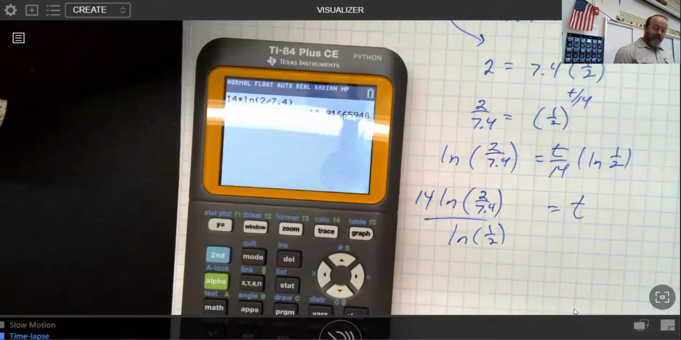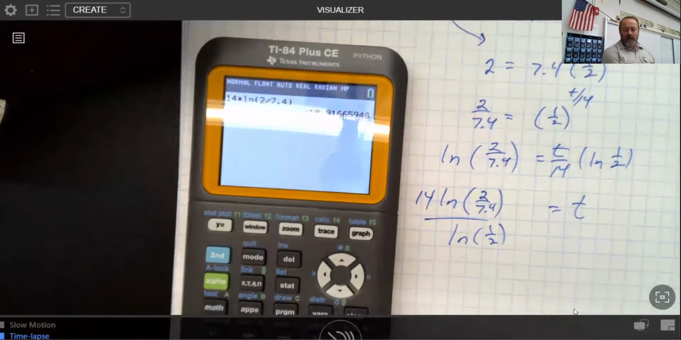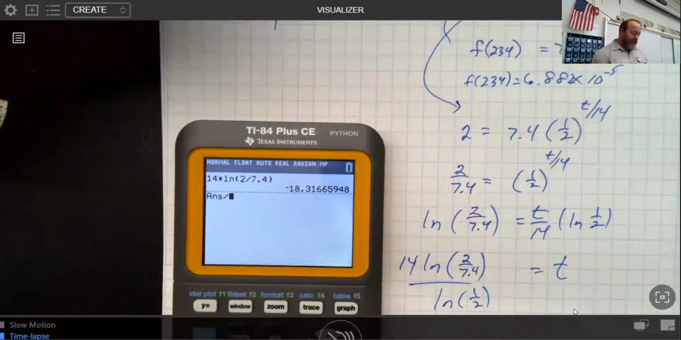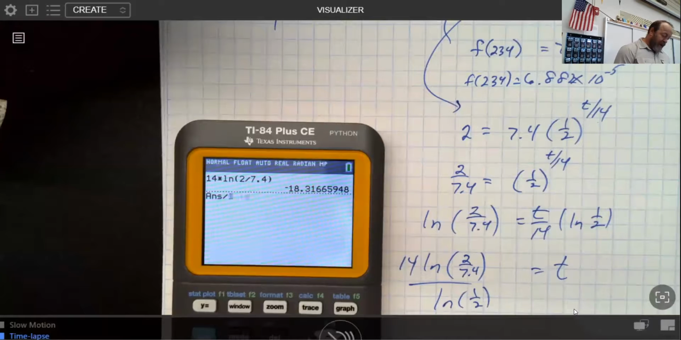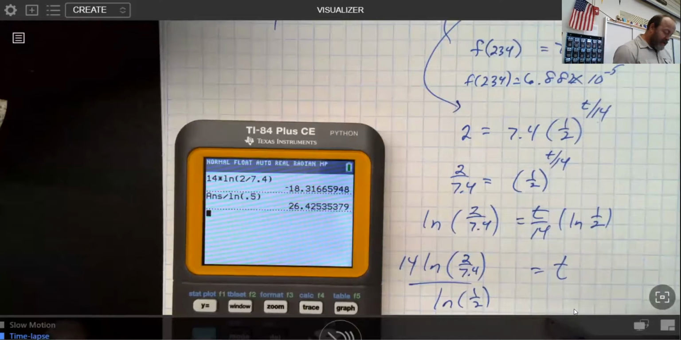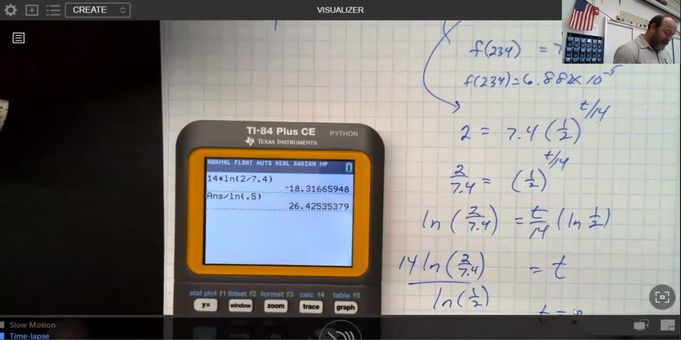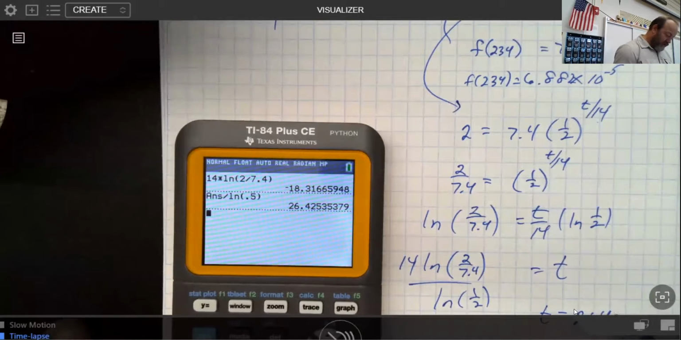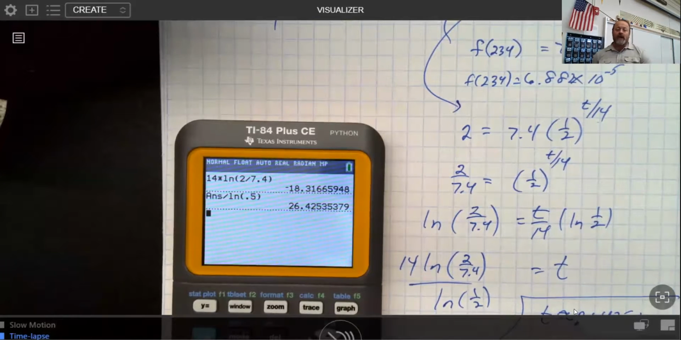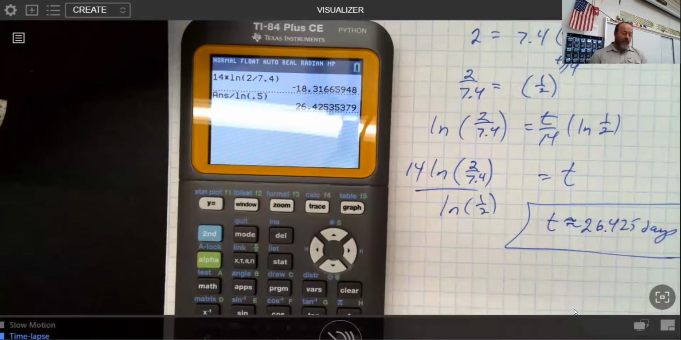And then I'm going to take that number. Now that might surprise you, I got a negative answer right here. But I'm going to divide that by the natural log of a half, and that is also, by the way, a negative number. And so I got a positive. So according to this, it would be approximately 26.425 days. That's almost identically 2 half-lives, because 2 half-lives would be 28 days.